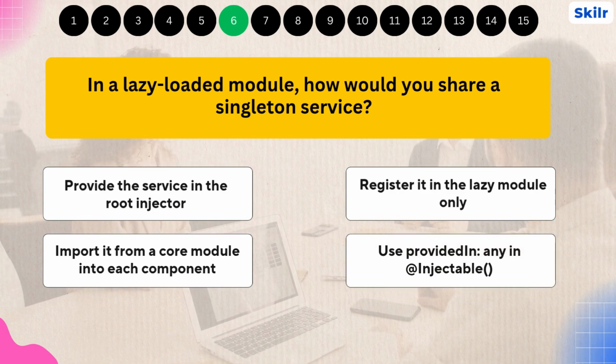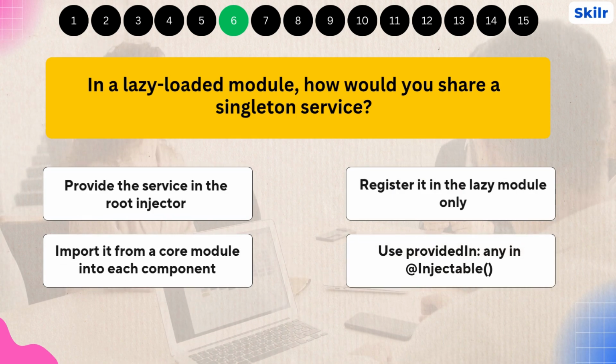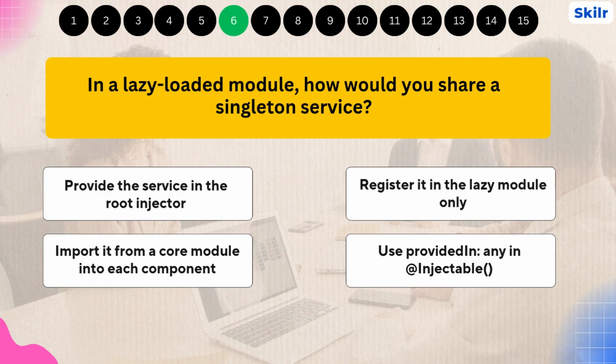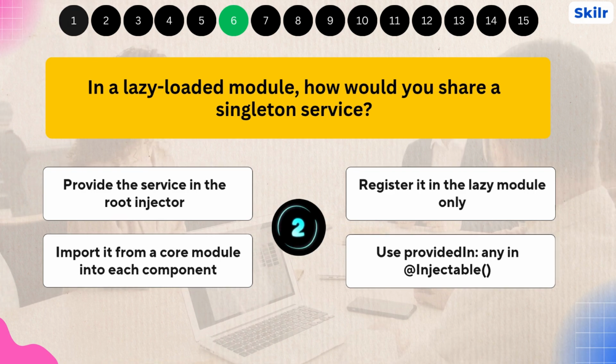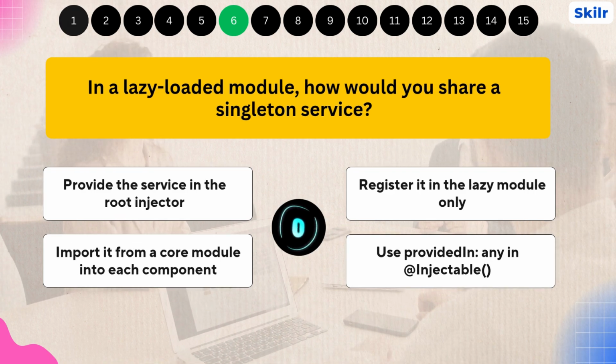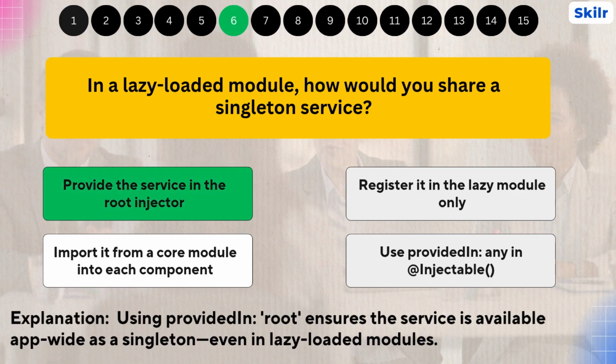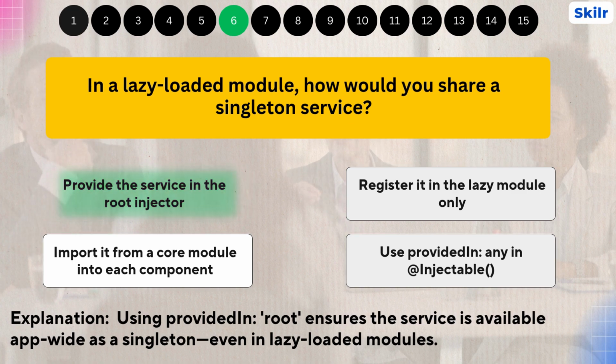Question 6. In a lazy loaded module, how would you share a singleton service? The correct answer is provide the service in the root injector. Using providedIn: 'root' ensures the service is available app-wide as a singleton even in lazy loaded modules.